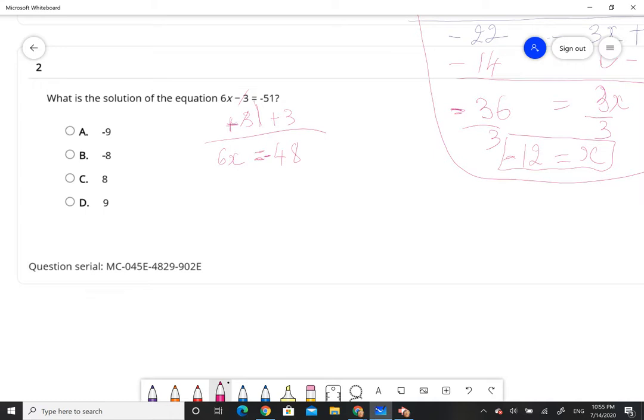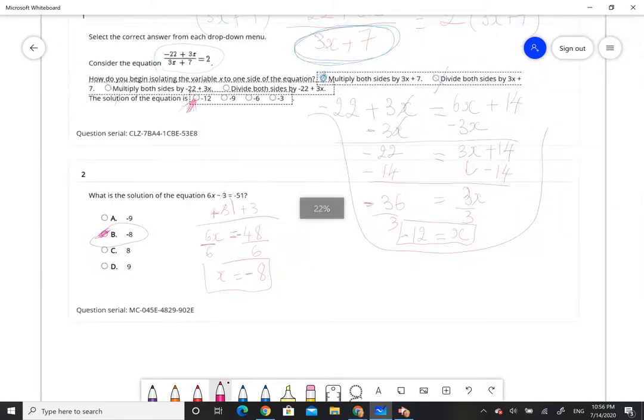This is multiplication, and the opposite of multiply is divide. You need to divide by 6. Divide by 6. So x is negative 48 divided by 6, which is negative 8, right? So the answer is B here. That is the answer, okay? Right? That is question 2.